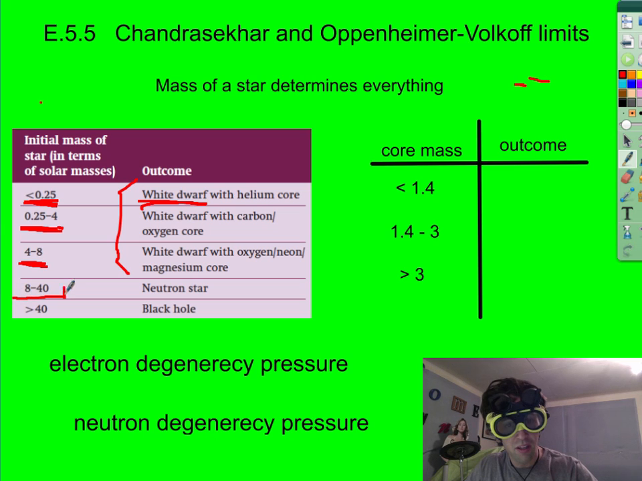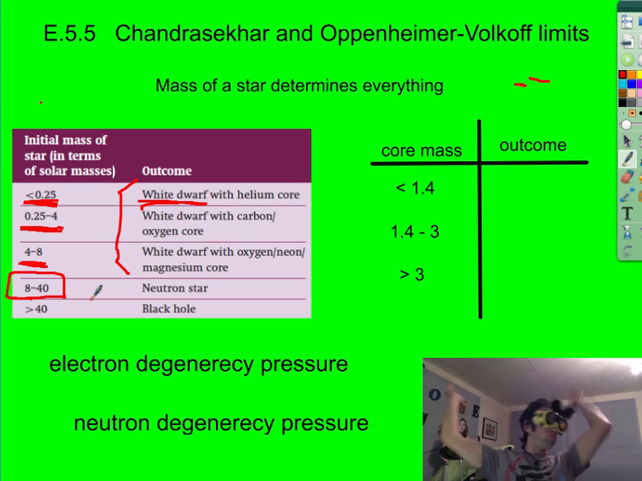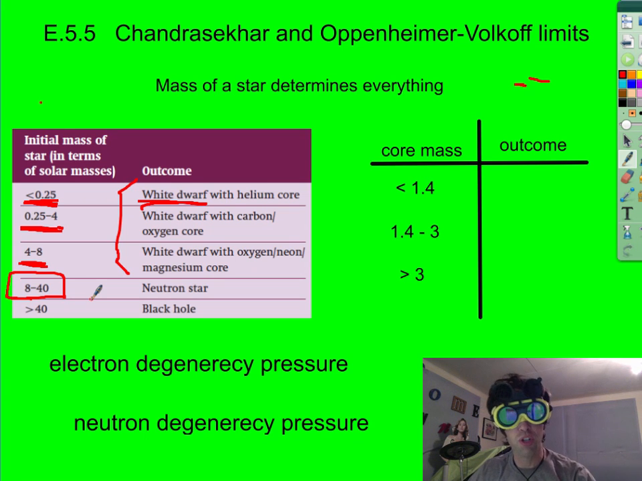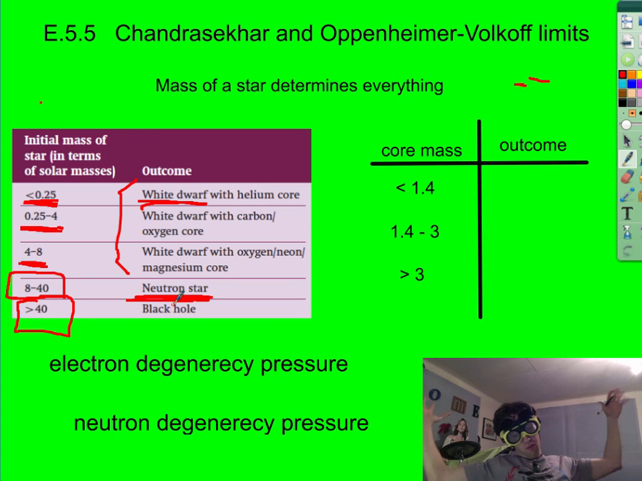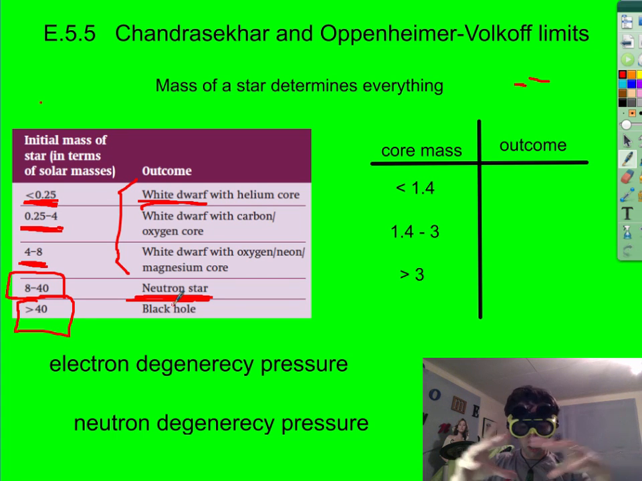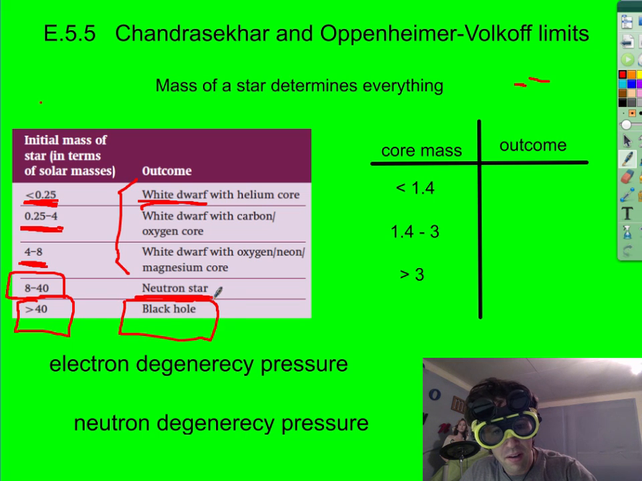If the star is between 8 and 40 times the mass of our sun, you get a giant supernova explosion, and it slams the core into a neutron star. And if it's bigger than 40 times the mass of our sun, which is crazy big, it will go through a supernova, slam the center into a neutron star. It continues contracting into nothingness volume-wise, but it becomes a black hole, which is some crazy stuff.